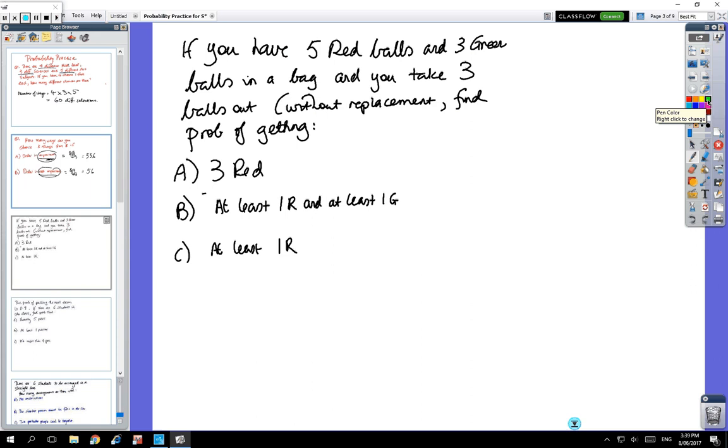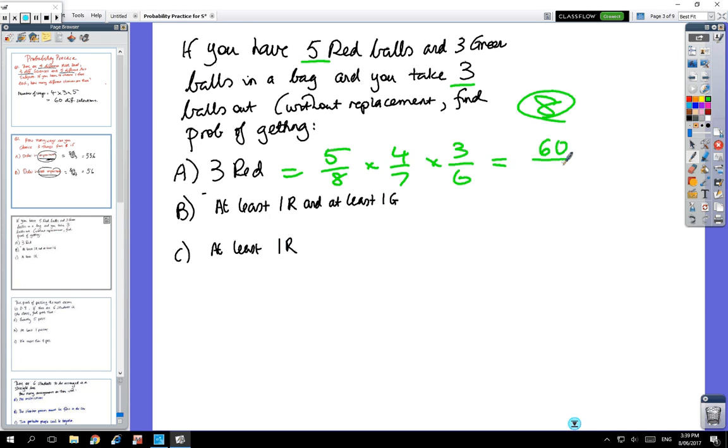Okay, hopefully you're back. So there's 5 red, 3 green, 8 balls to start with. So the first red ball is 5 eighths, and then we're taking balls out without replacement, so it's 4 sevenths, and then 3 sixths. So it's 60 over 336, and then cancel that down, and that equals 5 over 28.